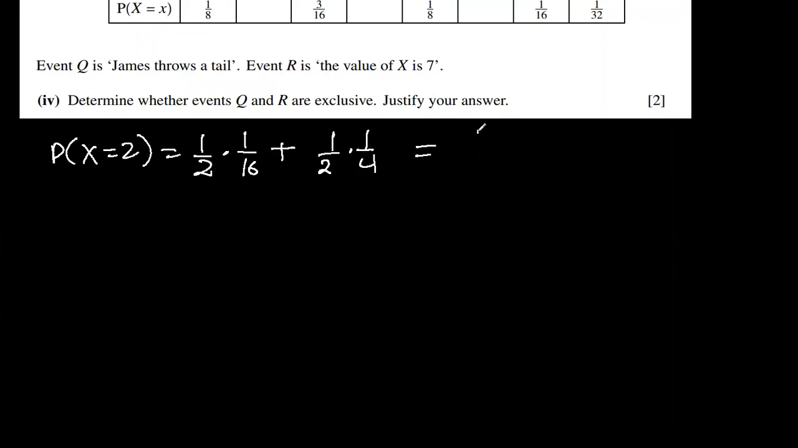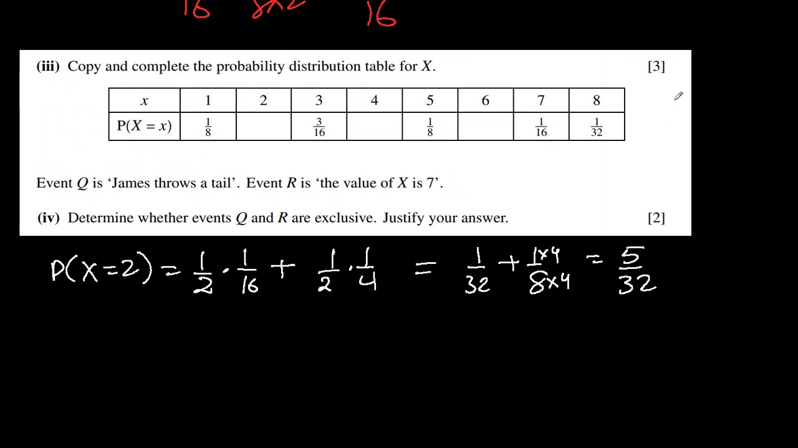So that comes out to be 1 over 32 plus 1 over 8. We'll multiply this by 4, so 4 over 32, 4 plus 1, 5 over 32. If you have some problem calculating this way, you can just use a calculator. You'll get 5 over 32.